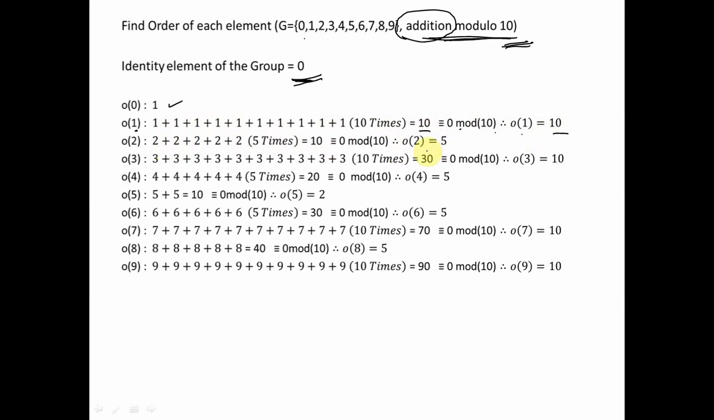Order of 2 is 5. Order of 3 is 10. Order of 4 is 5. Order of 5 is 2. For 6 it is 5. For 7 it is 10. For 8 it is 5. For 9 it is 10.